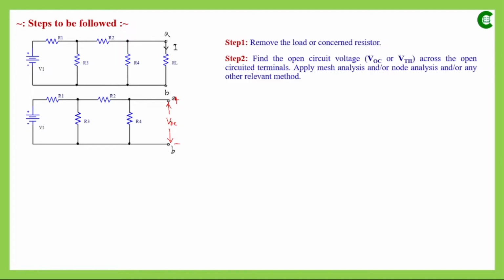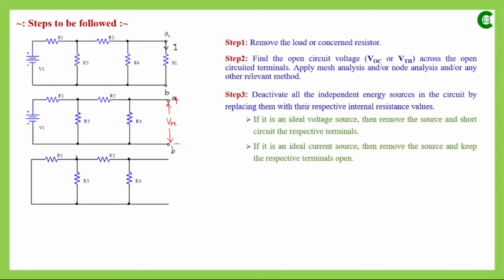Now in this step, we will simplify the circuit in such a way that we can find this open circuit voltage easily. For that we may apply KVL, KCL or any other rule or method that we know, but we will apply the method which is more efficient, gives us a faster solution, or saves time. After finding the open circuit voltage, we will remove the energy sources from that circuit.